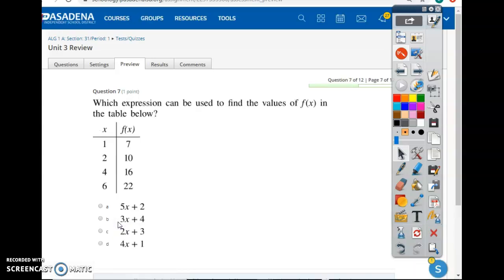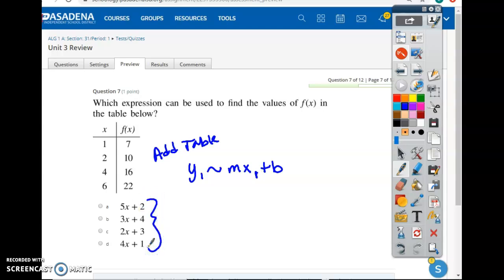Problem number 7, same thing. You can do this two ways. You can add a table in Desmos, and you can use the formula y1 approximately mx1 plus b, or type the answer choices and see which one goes through all of those points. Okay?